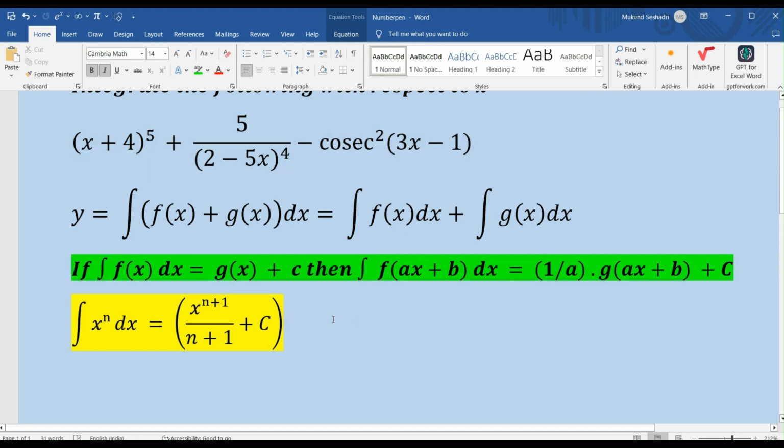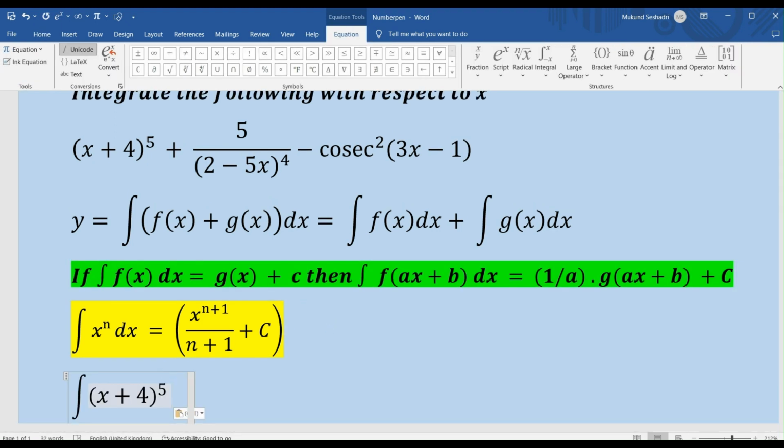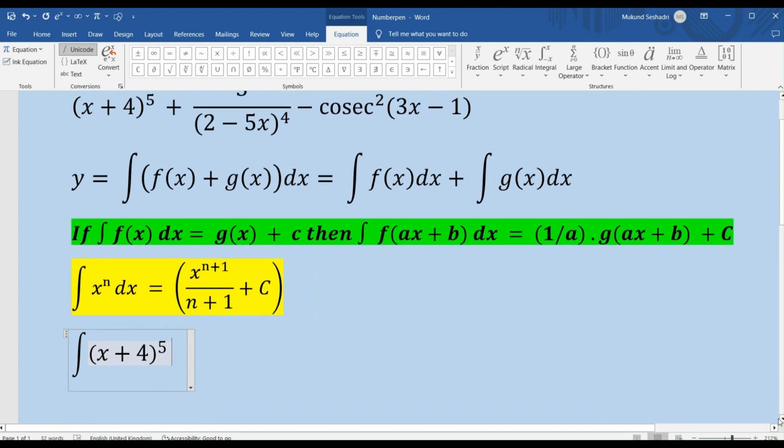So what would that be? This is a function of the type ax plus b, and in place of a you have 1, because if I equate ax plus b to x plus 4, then my a equals 1 and my b equals 4, right? So therefore, I'm going to write it down like this. If I draw a parallel to what I've highlighted in green, my a equals 1, my b equals 4.